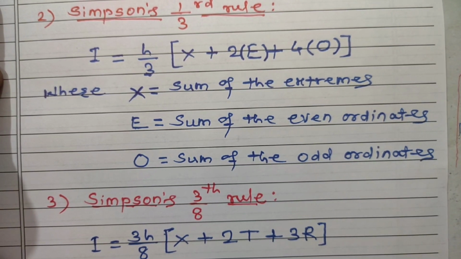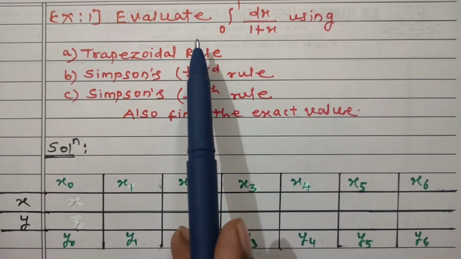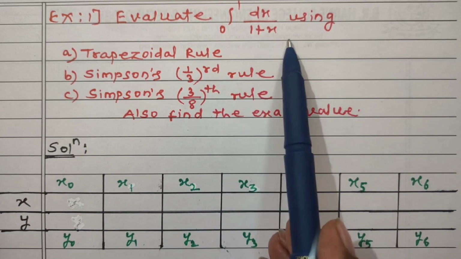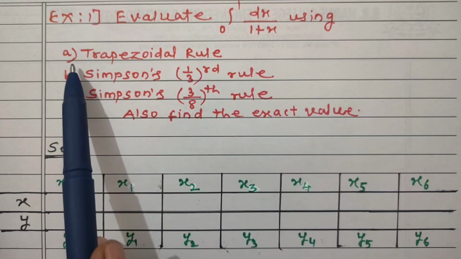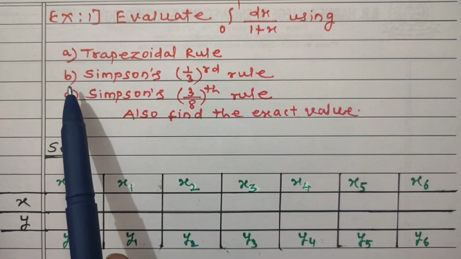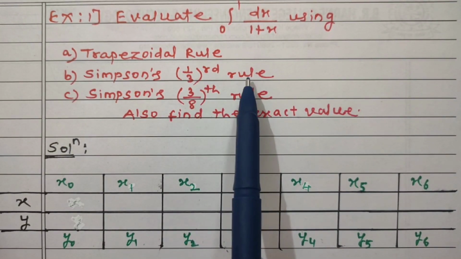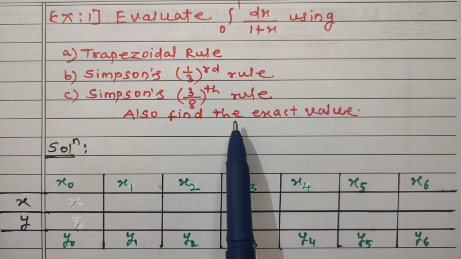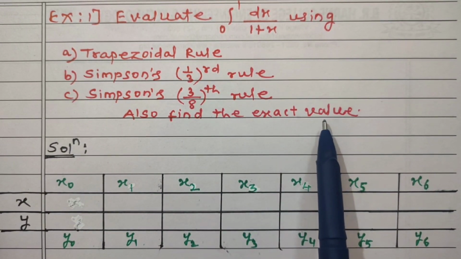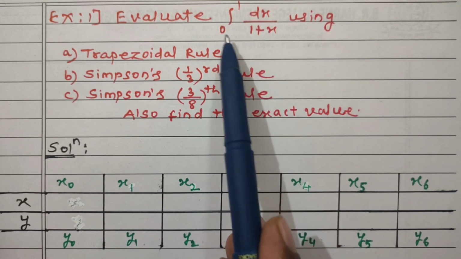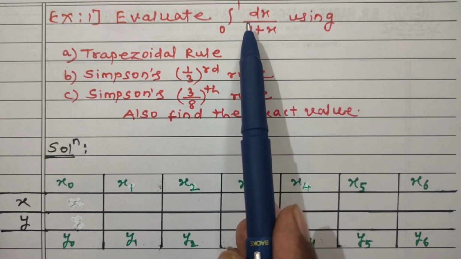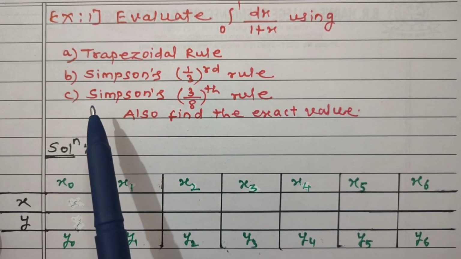Let us solve problems. Example number 1. Evaluate integral from 0 to 1 dx divided by 1 plus x using number A trapezoidal rule, number B Simpson's 1/3 rule, and number C Simpson's 3/8 rule. Also find the exact value. Means you can find exact value of this integral applying ordinary definite integral method. And these three are numerical methods.